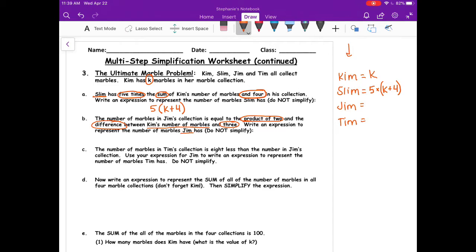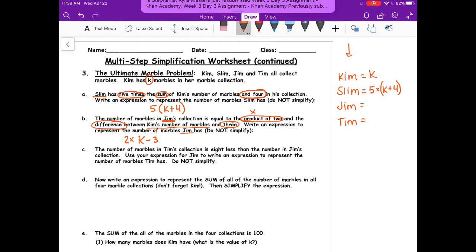Okay, so the number of marbles in Jim's collection is equal to the product of 2, so we know we're multiplying by 2 times the difference. That's subtraction of Kim's marbles, K, and 3. So remember, we're looking at Jim, product of 2 times K minus 3.